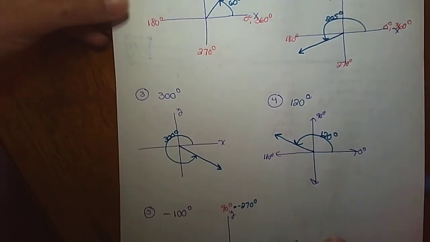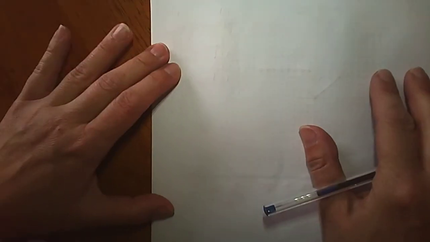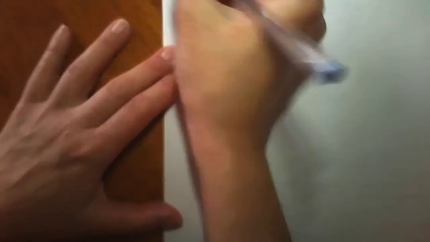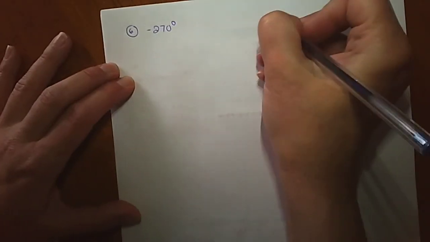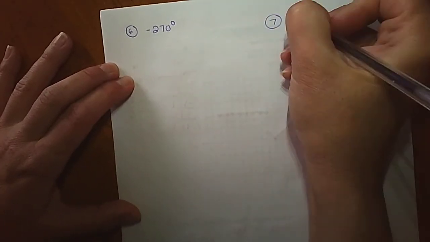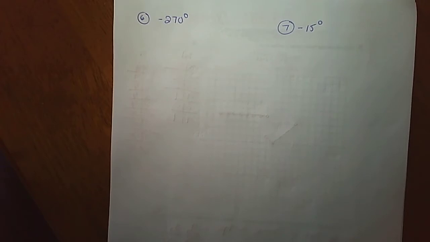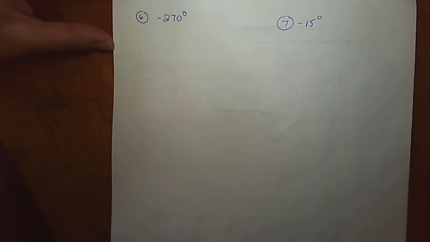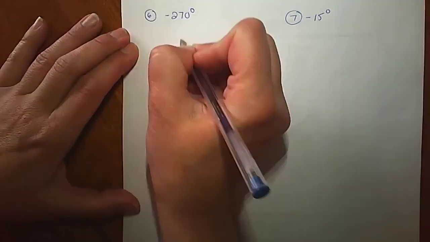All right, so let's try 2 more of those. So I want you guys to try, what number are we up to? 5. Let's try number 6, right? I would like you to try to sketch negative 270. And 7, let's try negative 15. Right? So try those real quick. You might want to pause me, give it a try, and then turn me back on. Okay, so I hope you pause me.